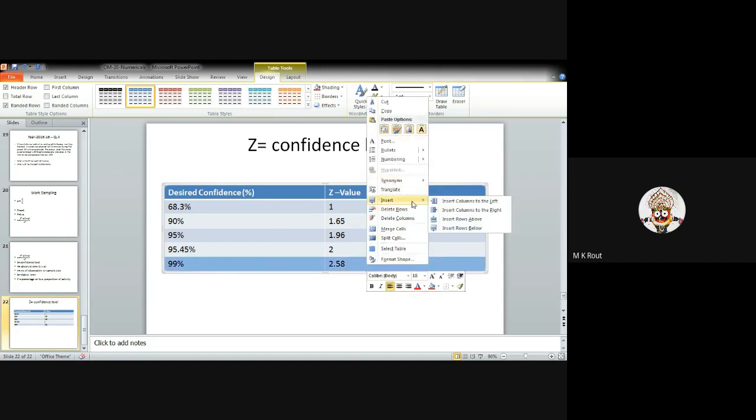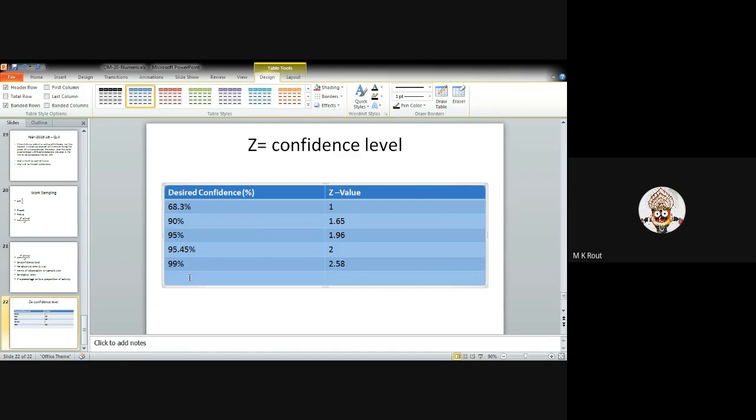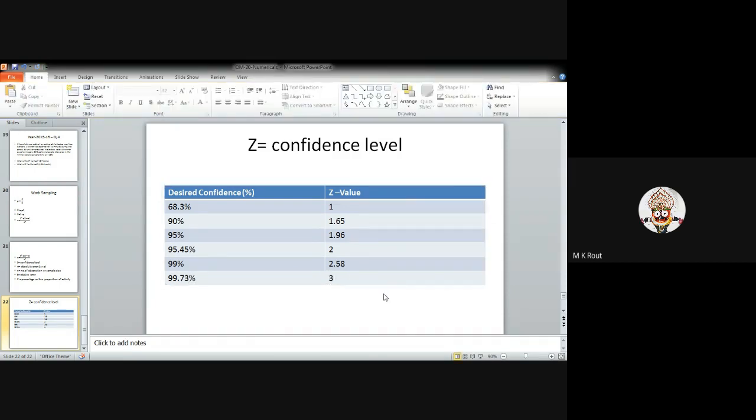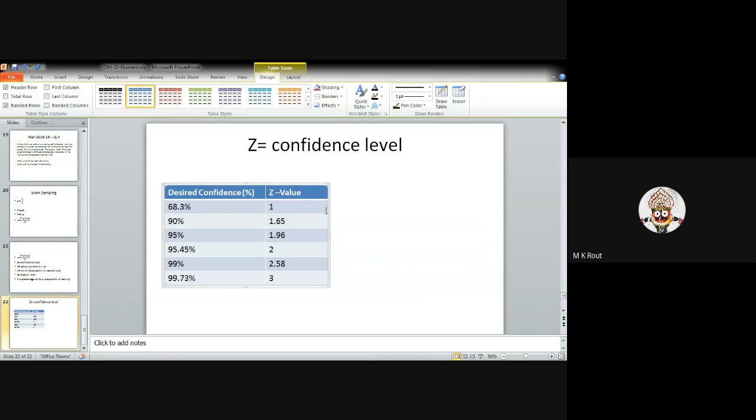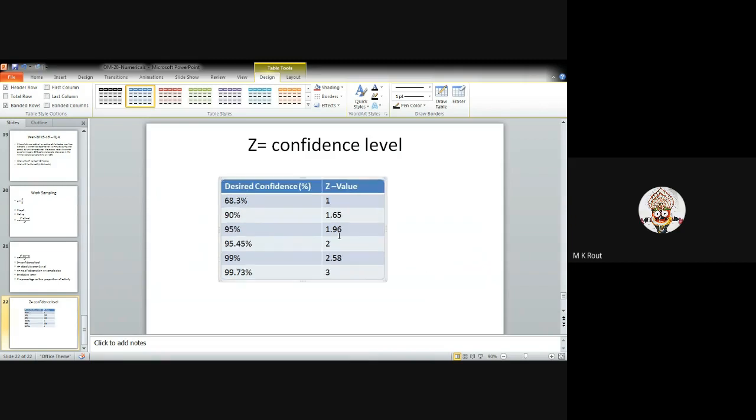if the confidence level is given as 99.73%, the Z value is 3. So we have to remember all of these. In most cases, the Z value is given in the problem statement, but if it is not given, in that case you have to memorize it.